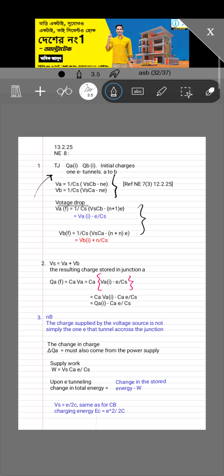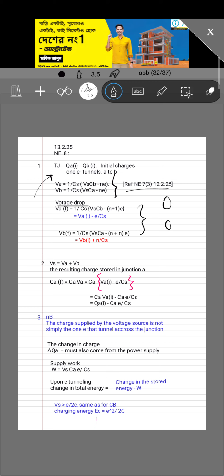represented in terms of the source voltage, that is the CS source or the source capacitance. You can find the details in this lecture. Now, the voltage drop due to an electron tunneling through.